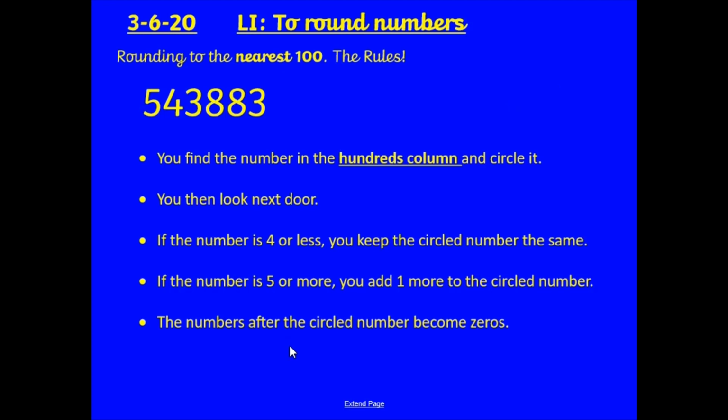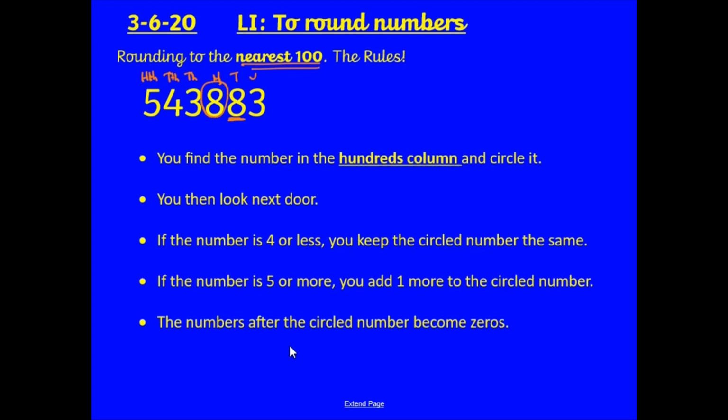Round this number to the nearest 100. So I've got 543,883. Now I'm rounding to the nearest 100 this time. So I'm going to find the hundreds column. It's all about your place value. Remember, units, tens, hundreds, thousands, tens of thousands, and hundreds of thousands. So I'm rounding to the nearest 100, so I circle the hundreds number, which is the 8.